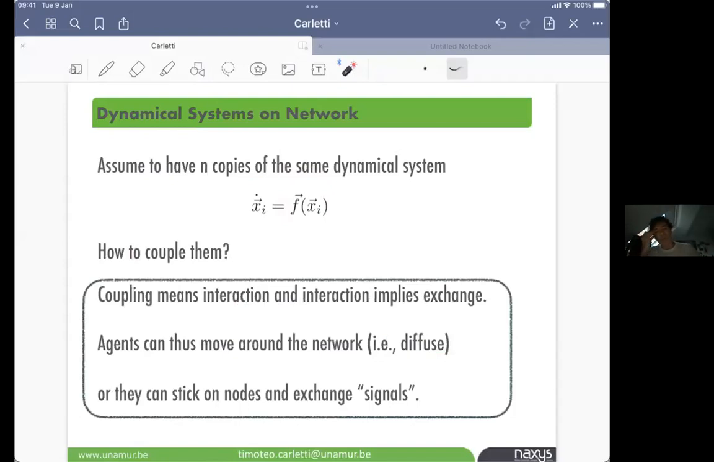You can think again that I live in Brussels, but I work in Namur, and so I go from Brussels to Namur. If I stay a long time in Namur, then I spread the virus, I think this is diffusion, because I diffuse from Brussels to Namur. But if instead I go from Brussels to Namur for, say, 2 hours, and then I go back, at the end it's like I was always in Brussels. In some sense, I send the virus to Namur because of my 2-hour stay.